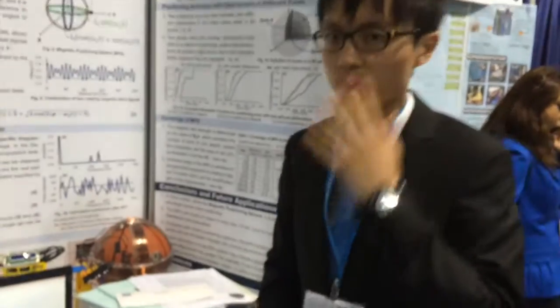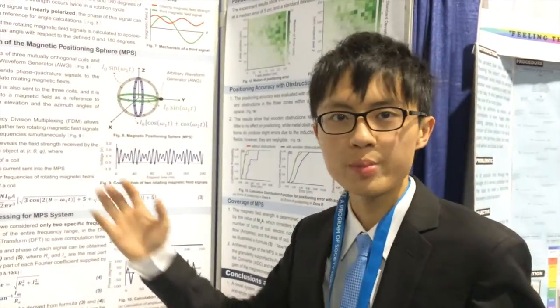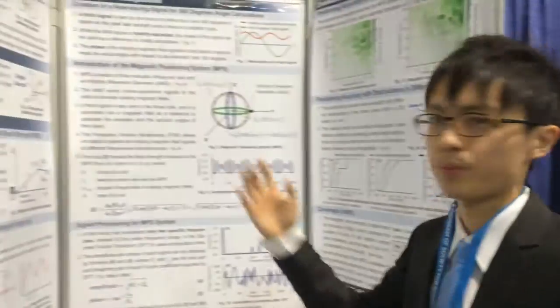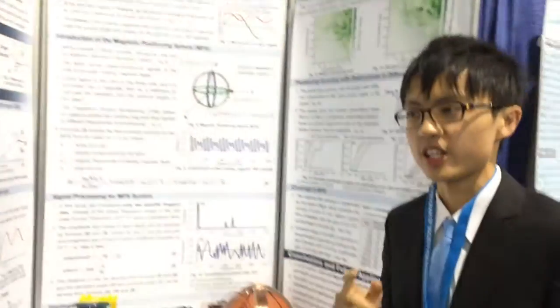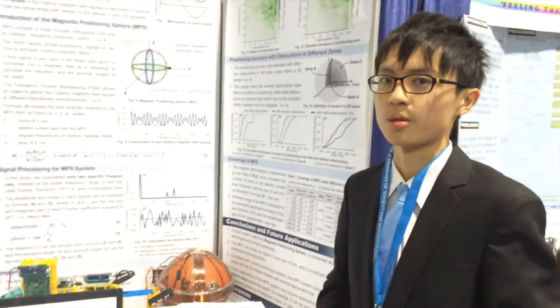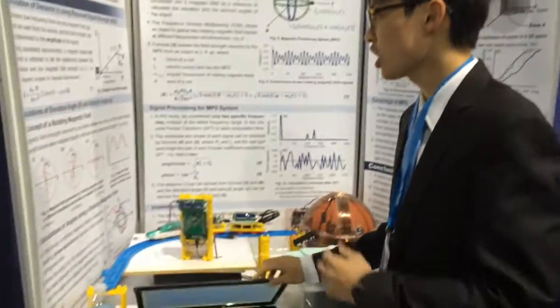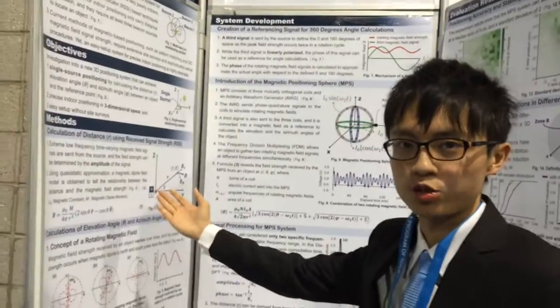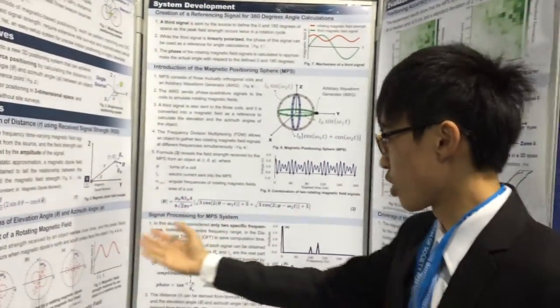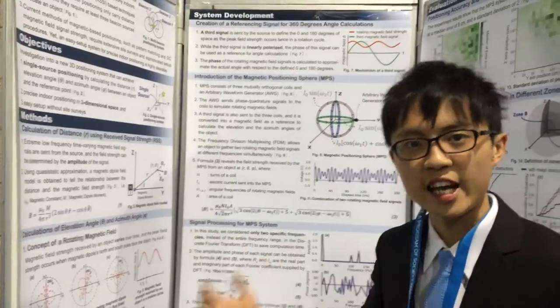My project is about a magnetic positioning system needing only one source for reference. As most indoor positioning systems require more than 3 beacon sources to trilaterate the position of an object, I've created a single source positioning system by calculating the distance, elevation angle, and azimuth angle of an object. For methodology, I use received signal strength to compute the distance and rotating magnetic fields to compute the angles.